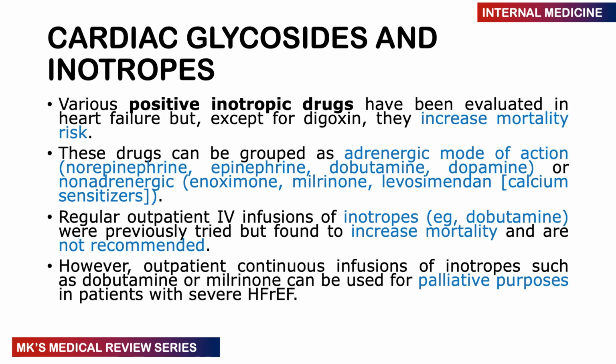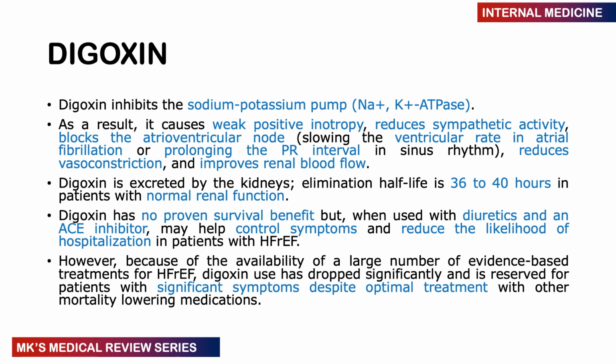Generally, use of inotropes is discouraged in heart failure patients. Things like dobutamine are discouraged because they do increase the mortality and they're not so recommended. But in the extremes, especially those that are having severe heart failure with reduced ejection fraction, for palliative purposes, we can use dobutamine and milrinone. So in terms of digoxin, remember that it's going to be working to block the sodium-potassium ATPase pump, and generally this is going to result in certain effects. Number one, it has an effect on the contractility of the heart, so it will have a weak positive inotropic effect.